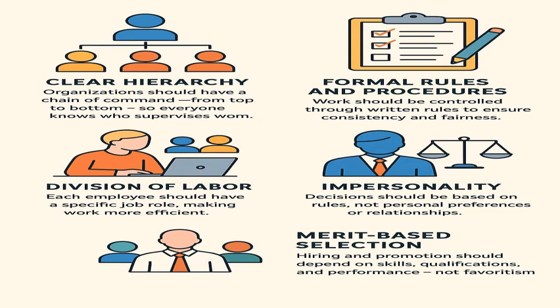So in a clear hierarchy, an organization should have a chain of command from top to bottom, so everyone knows who supervises whom. And the other is formal rules and procedures. Work should be controlled through written rules to ensure consistency and fairness. Division of labor: each employee should have a specific job role, making work more efficient.